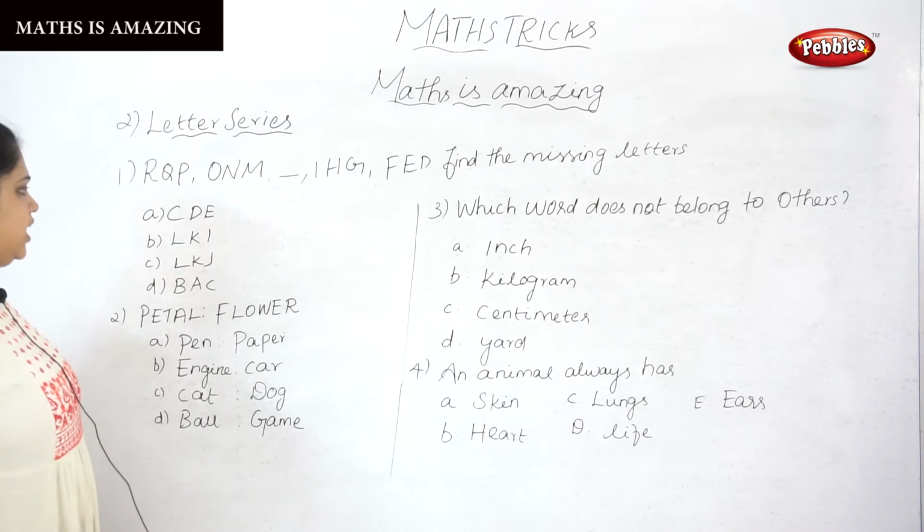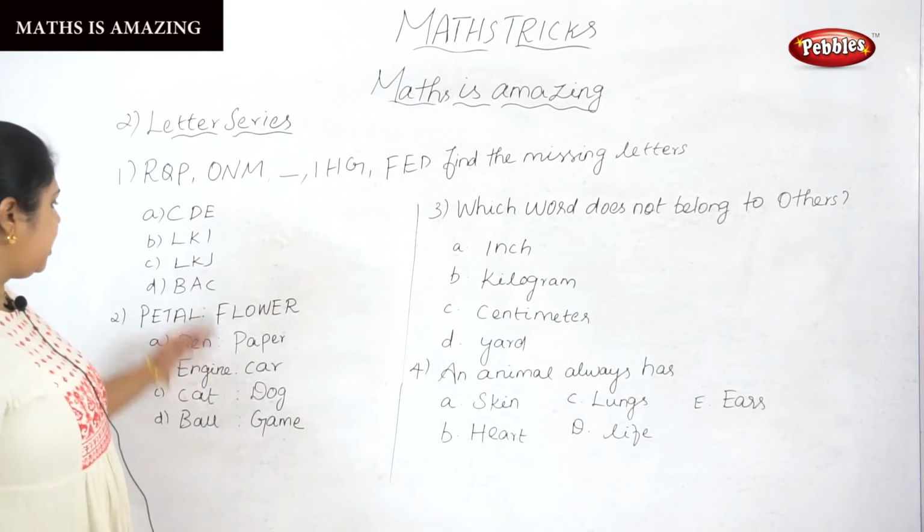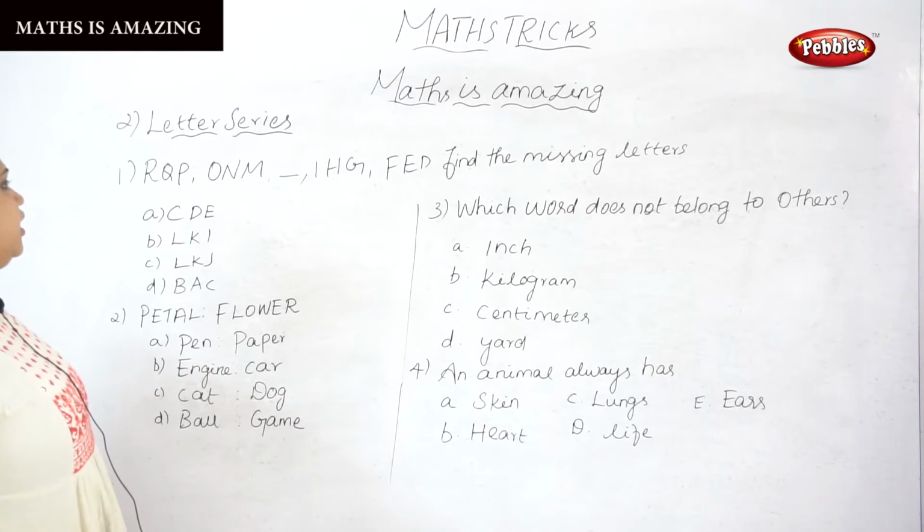Option A, C, D, E. Option B, L, K, I. Option C, L, K, J. Option D, D, A, C.